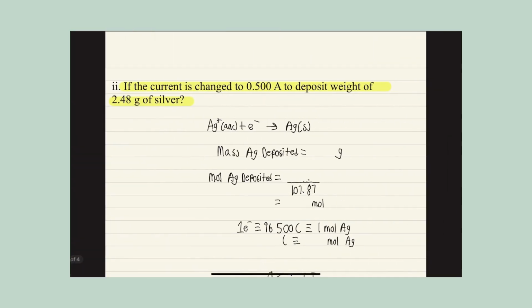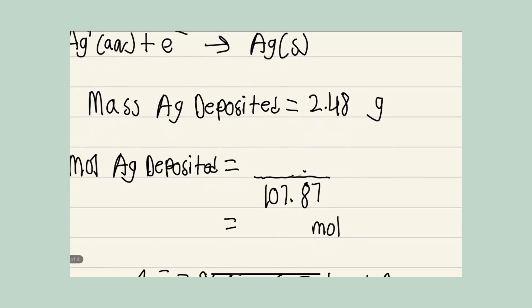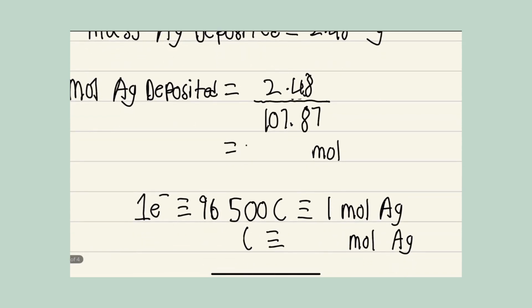Moving on to the second question, which is Roman 2. If you look at this question, it's basically the same thing as Roman 1, but in this case, the amount of current used and also the amount of silver deposited is different. The current used this time is 0.5 amperes, and the amount of silver deposited is 2.48 grams. We do the same thing as we did just now, we fill in the information. We use the mole formula, which is mass over molar mass, and using your calculator, you get 0.023 moles.